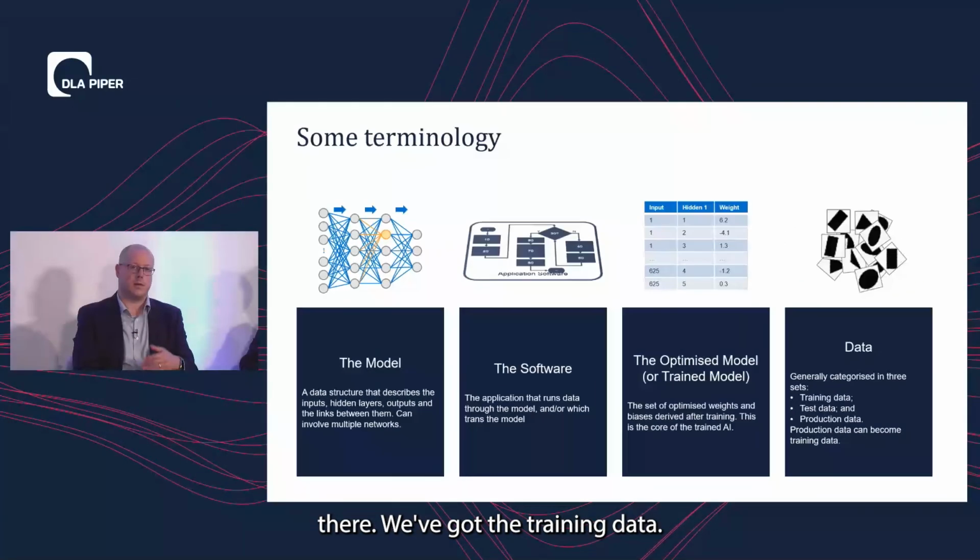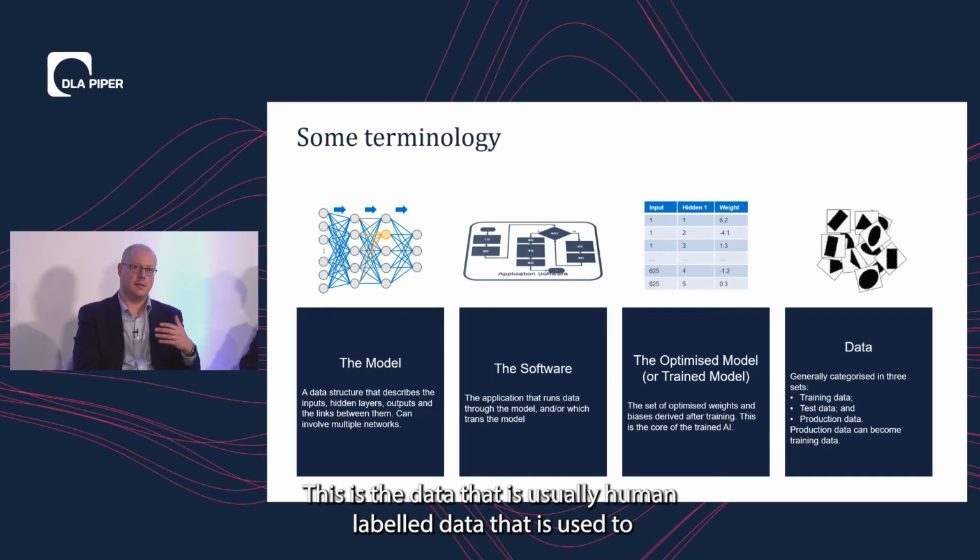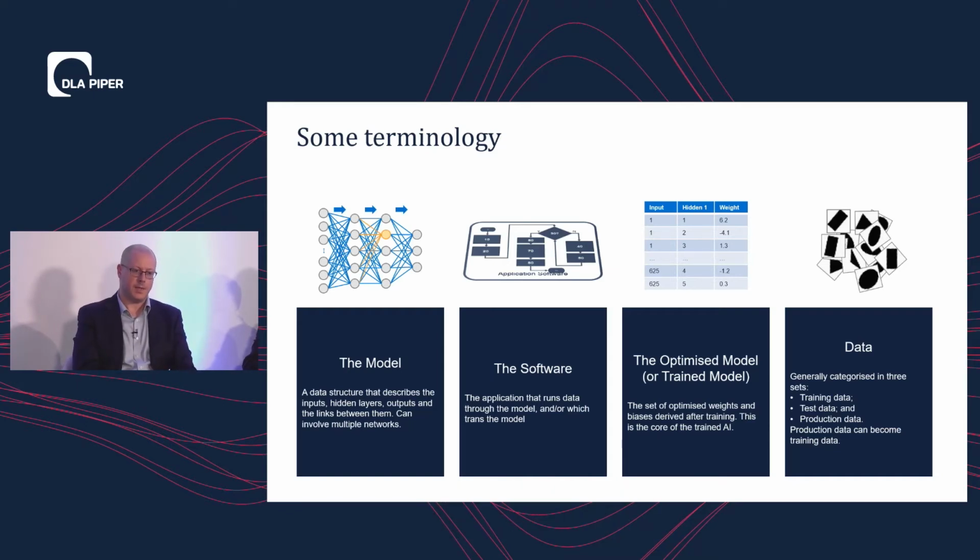We've got the training data. This is the data that is usually human labeled data that is used to take the initial untrained model and gradually iterate towards a trained and ideally superhuman level of performance.